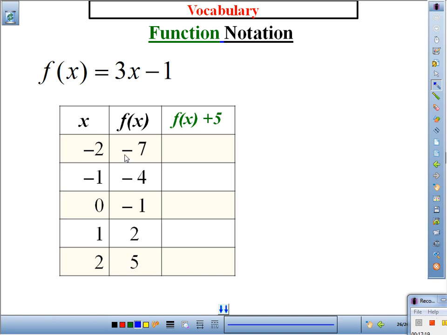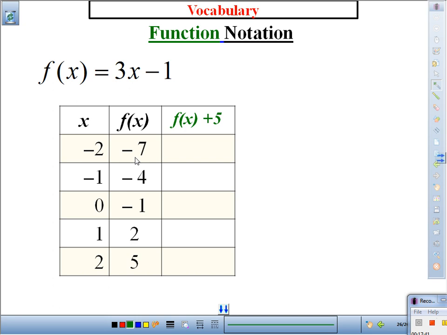So what are you saying? That -7 is f of x? Yes, Mr. Q. How about -4? Yes, that's f of x. How about -1? Yes, that's also f of x. How about 2? Yes. And 5? Yes. So what is this one telling us? Don't say it out loud. This is saying that f of x plus 5.